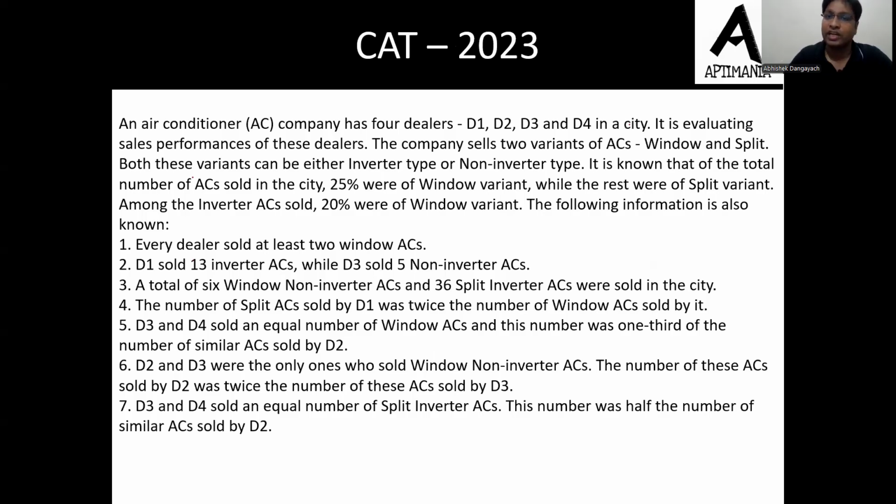The company sells two variants of AC, window and split. Both these variants can be either inverter type or non-inverter type. It is known that of the total number of ACs sold in the city, 25% were of window variant and the remaining were split. Among the inverter ACs sold, 20% were of window variant. The following information is also known.